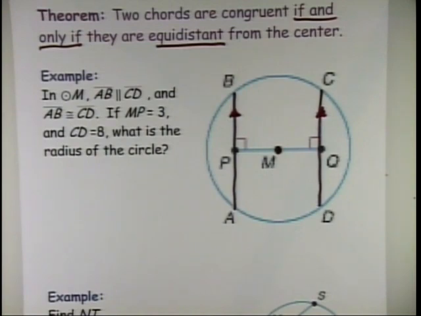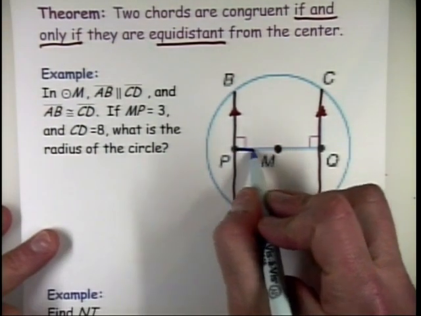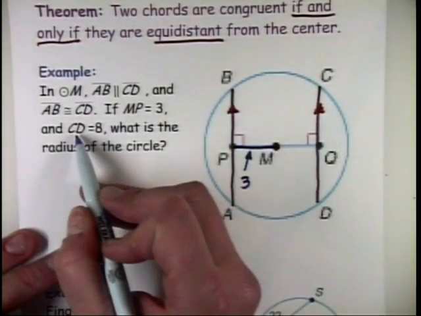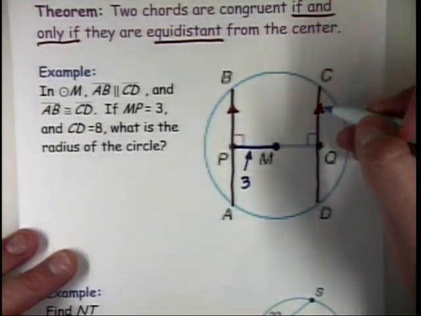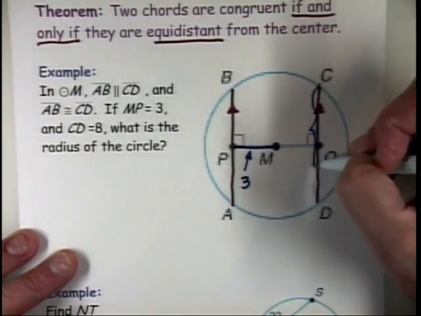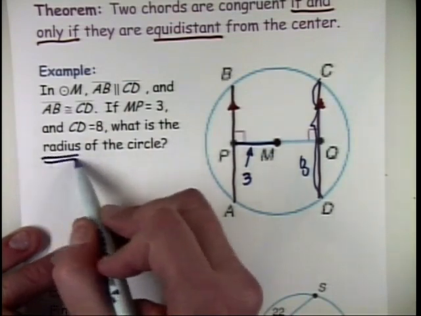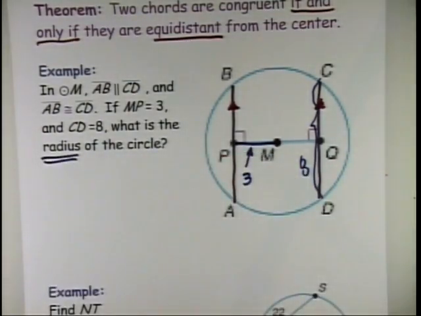Now here come the what ifs. If the length of MP, which is this right here, happens to be 3 units, and we know that CD, which is this entire thing right here, happens to be 8 units, we want to know what the radius of the circle is. Whoa! The radius of the circle, well, that's not really even drawn on this picture yet. So we're going to have to figure out how we can do that. The easiest way to visualize the radius is to draw it.